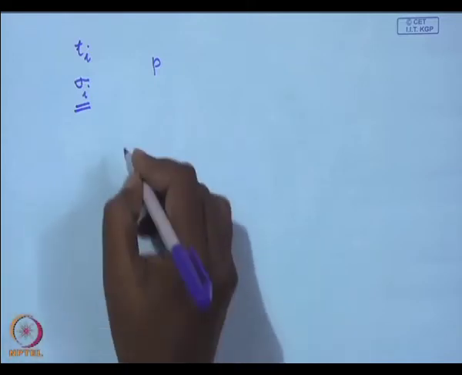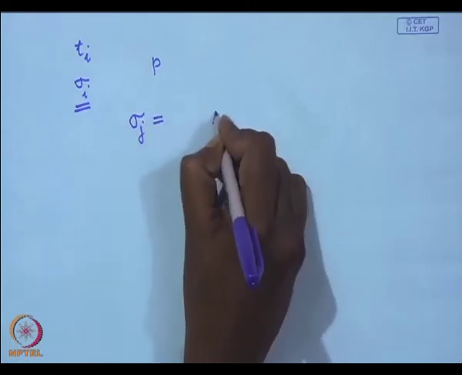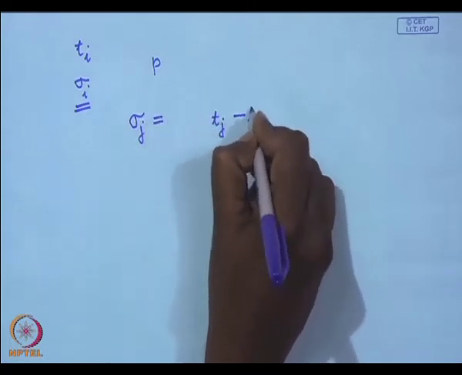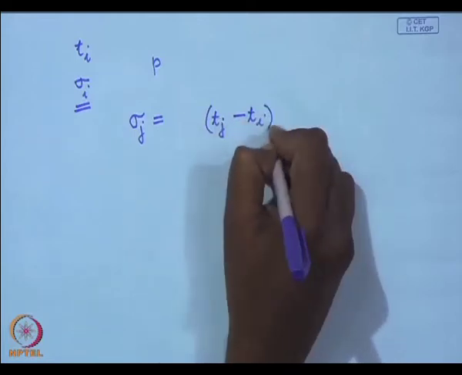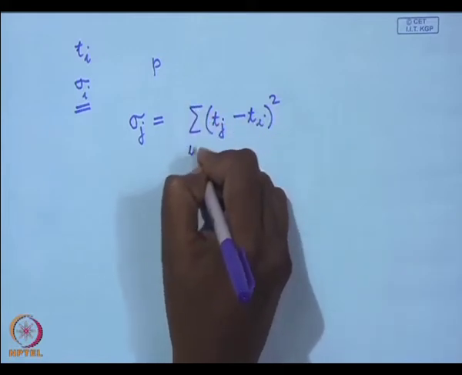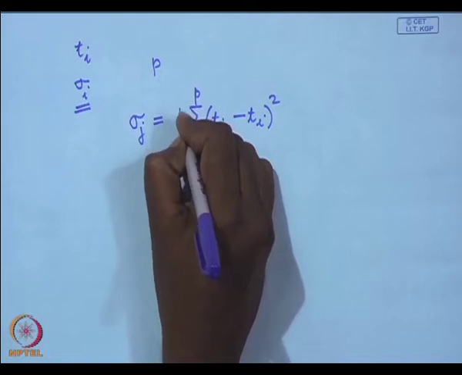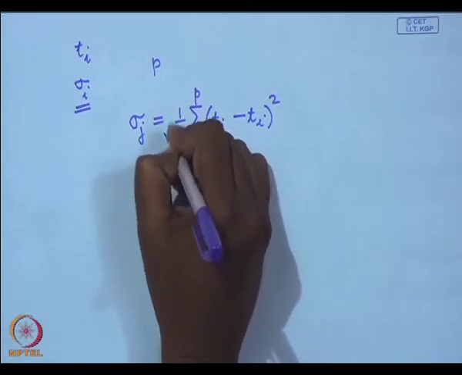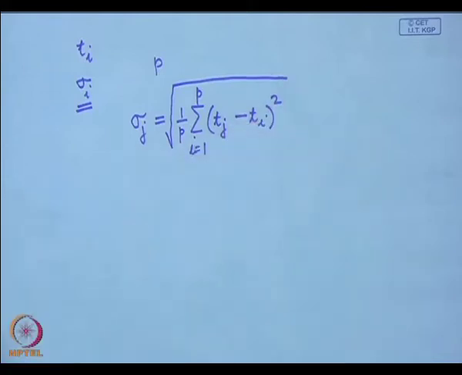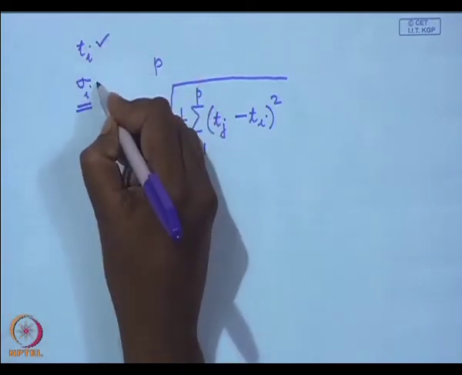Okay. So, if I am interested to find out what is sigma j, what I will do is, I will take Tj minus Ti, take the square of this, sum of this for i equal to 1 to p, as I have p number of nearest Ti's, 1 upon p of this and square root of this. This is one of the ways in which I can compute sigma i. So, I have the receptor Ti and I have sigma i.